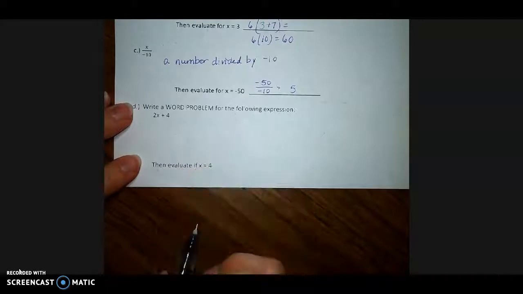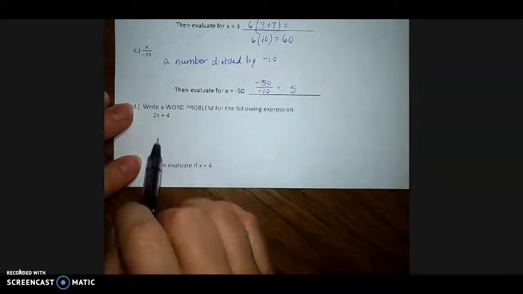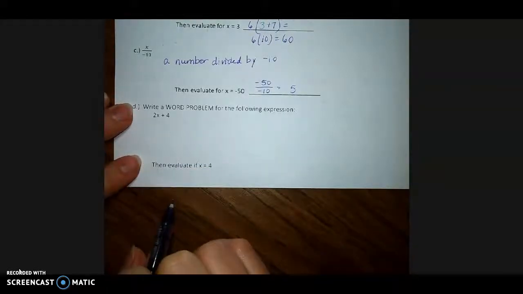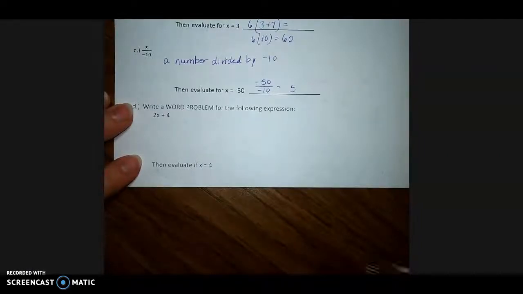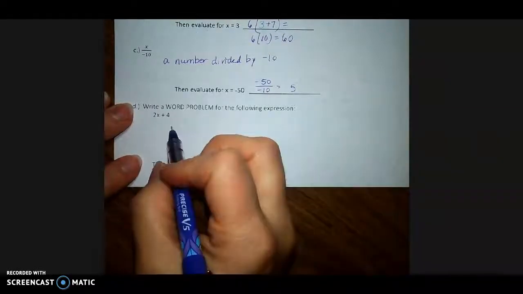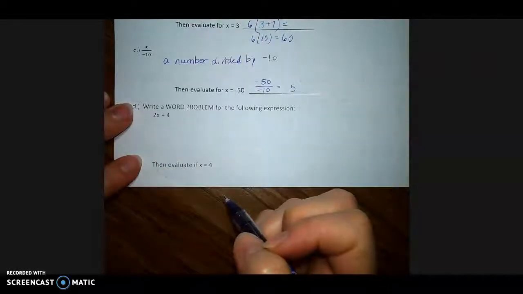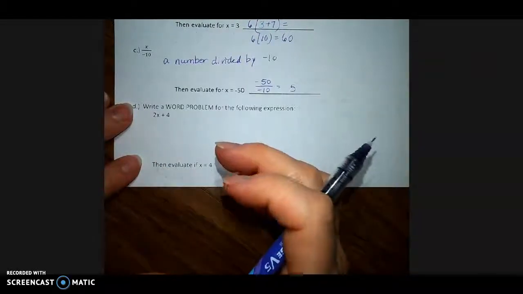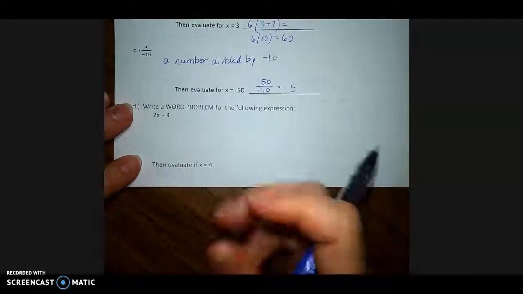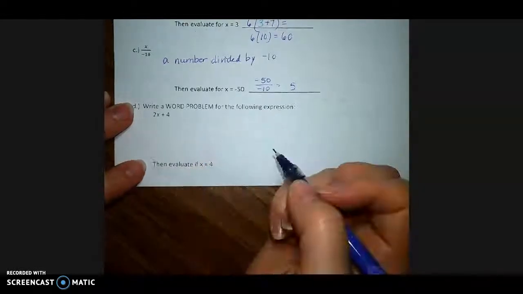Next one says, write a word problem for the following expression. 2 times a number plus 4. So I might say if I go to Kings Island, for instance, and it's dollar days, and it's $2 for each game, and then it was $4 for the little cards that you get that you load up if you've ever been to Kings Island. So $4 for my little card that loads up.